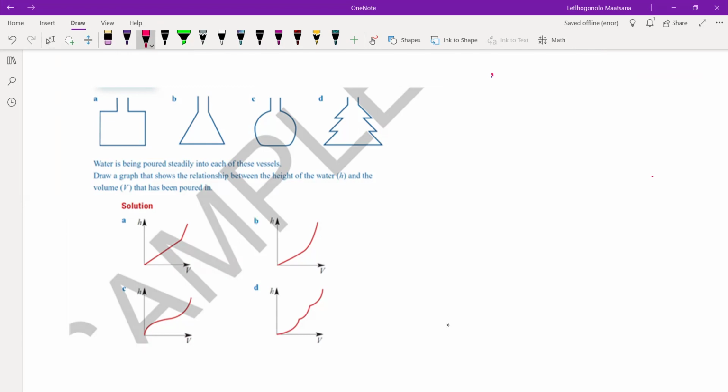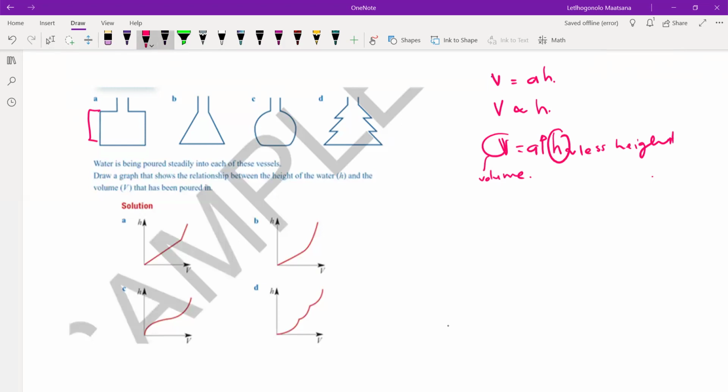So the volume is given by area multiplied by height. We can clearly see here that height is directly proportional to the volume. Right. So for the first graph, what we need to understand is that for our equation here, the first part of the graph, we have a much larger area. Therefore, we would require less height for the same amount of volume.